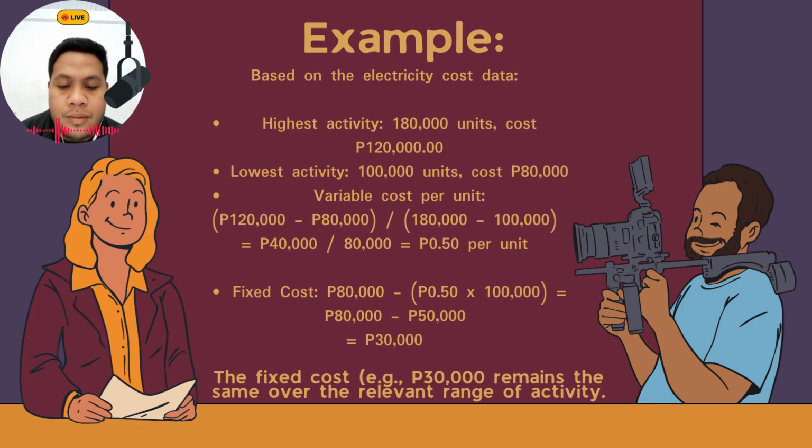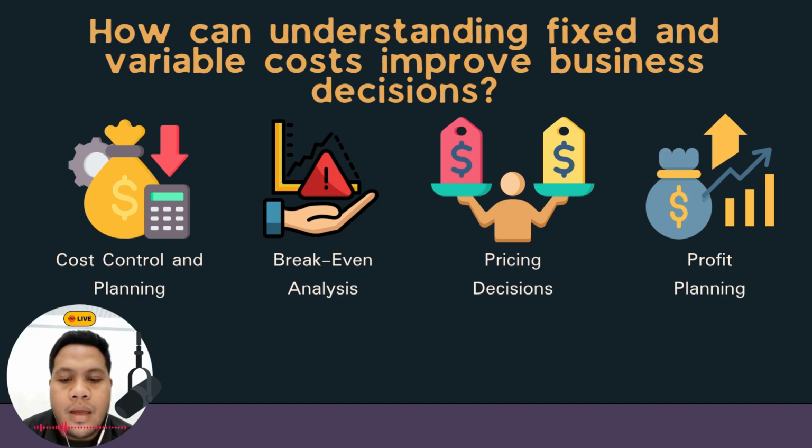Understanding the distinction between fixed and variable costs helps managers estimate how costs will behave with changes in activity levels and aids in decision making, such as calculating break even points and analyzing profit scenarios. How can understanding fixed and variable costs improve business decisions?